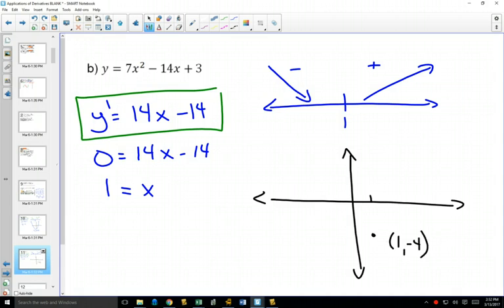1, negative 4. We already figured out our y-intercept because if we plugged 0 into our original equation, that tells us a point on our graph. We know we have the point 0, 3, which is a little bit higher than that, isn't it? There we go. Perfect. You can do that on your notes as well. And our function is decreasing until it gets to our vertex and increasing afterwards, which we already knew because of things we know about parabolas.